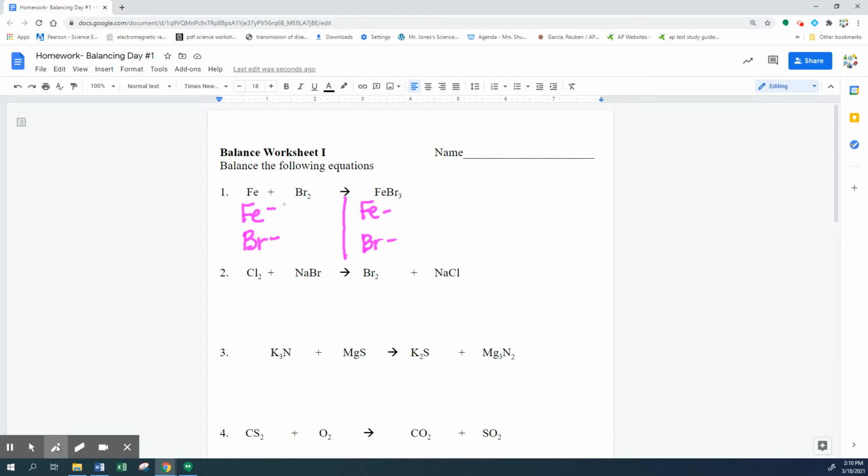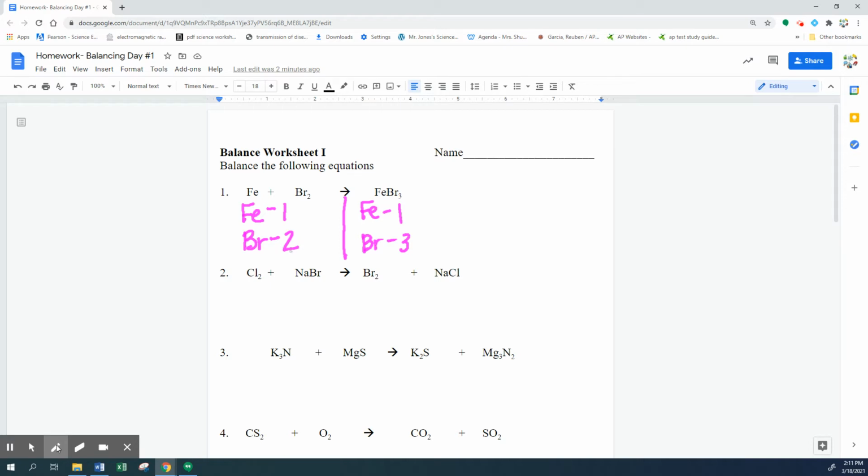For iron, there's one of them. For bromine, you see this little subscript. That's 2. On the other side, we have 1 iron because there's no subscript after it. And then for bromine, we have 3 because there's a tiny 3 after it. Iron is already balanced, so we're going to balance bromine.